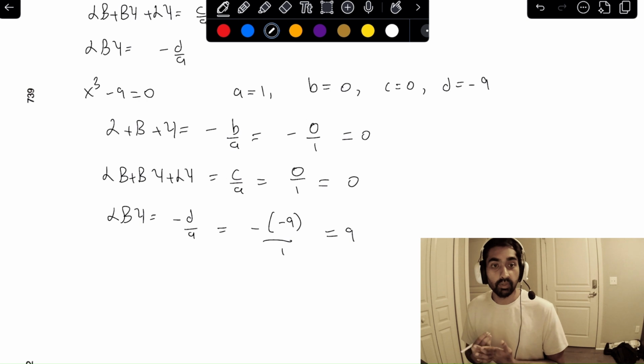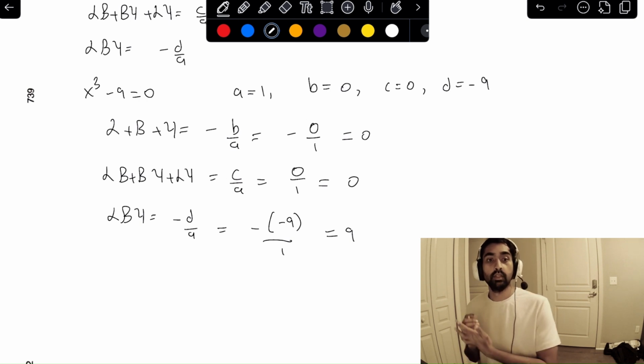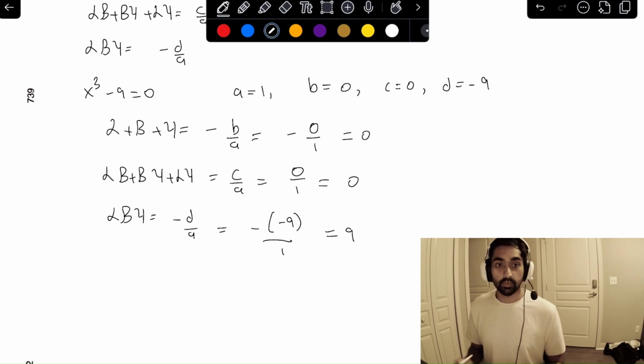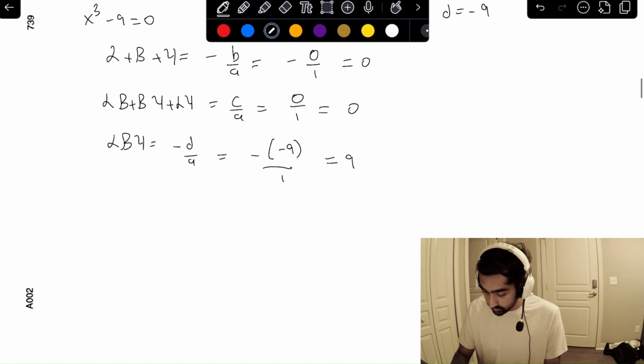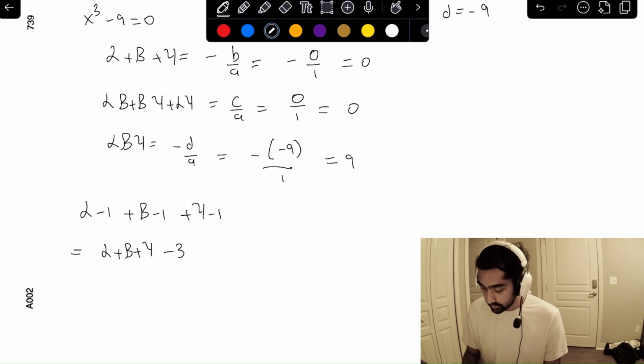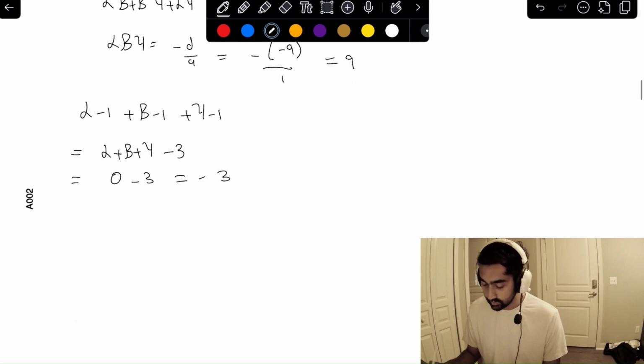I'm asked to find the cubic equation with roots alpha minus 1, beta minus 1, and gamma minus 1. The first thing that we should do is find their sum. So that's alpha minus 1 plus beta minus 1 plus gamma minus 1. If I group the like terms, I get alpha plus beta plus gamma minus 3. And I know alpha plus beta plus gamma equals 0. So this is just 0 minus 3, which is minus 3.